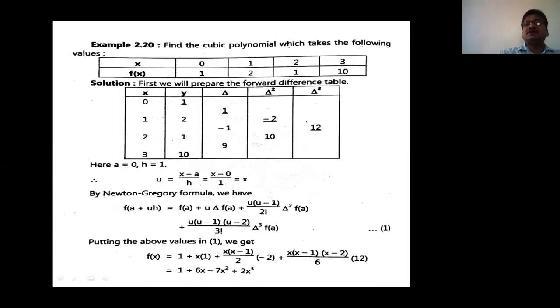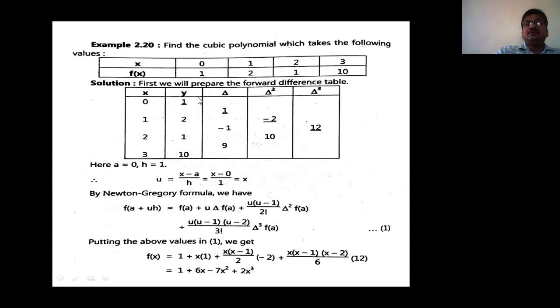Next problem on the same method. The problem is: find the cubic polynomial which takes the following values, or which fits this data. That is, we have to find the cubic polynomial. We can find the polynomial that fits the data by using Newton's forward, backward, and Lagrange's methods. And the values of x are equidistant: 0, 1, 2, 3. So we can use Newton's forward or backward.